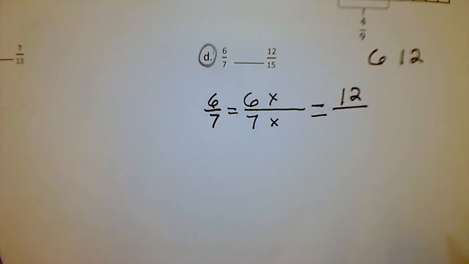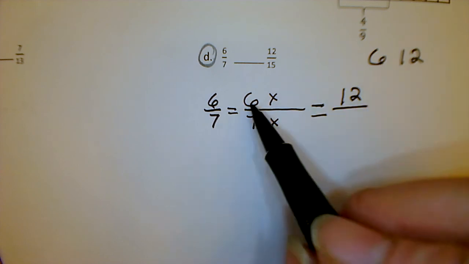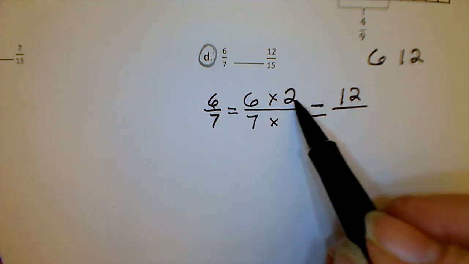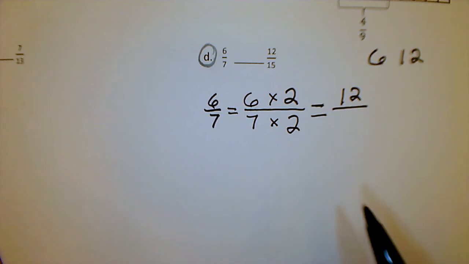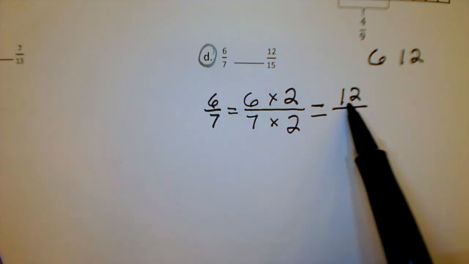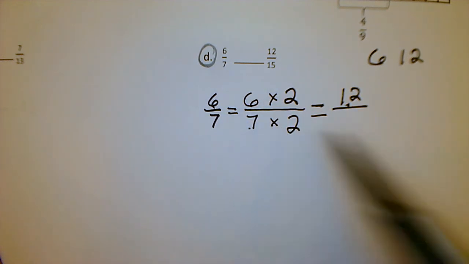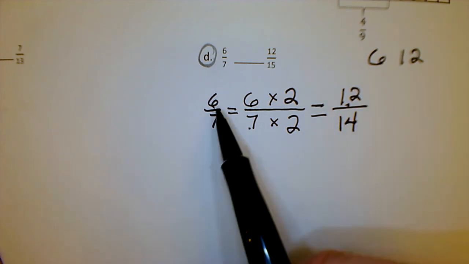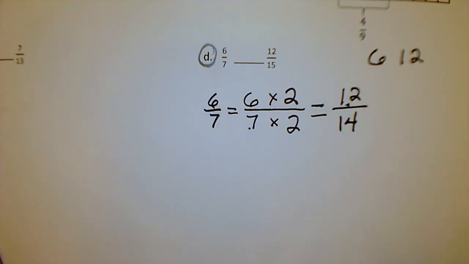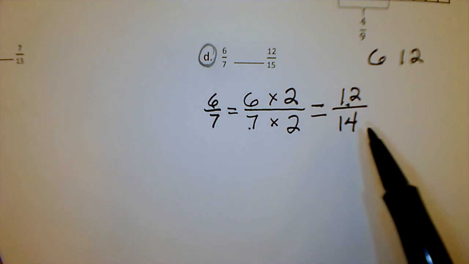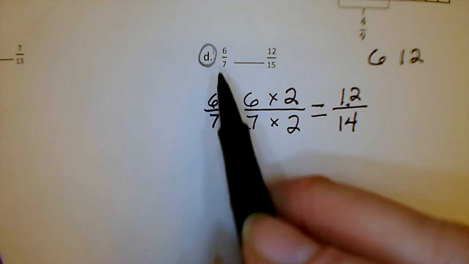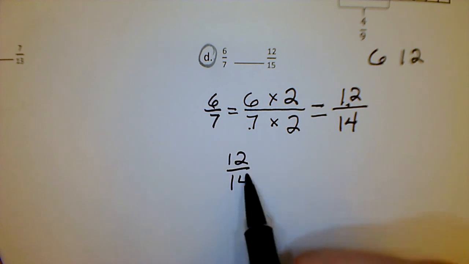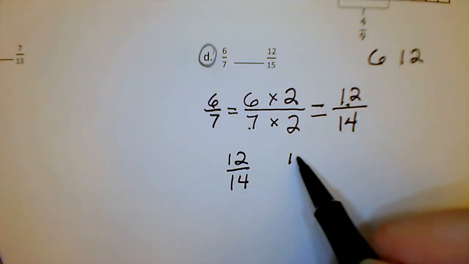So 6 times what gives me 12? Or 12 divided by 6 should give me that number, and that number is 2. So I'm going to have 2 over 2. 6 times 2 is 12. 7 times 2 is 14. So now I know that 6/7 and 12/14 are equivalent fractions. So now I can compare my 6/7, but I can do it as 12/14. And I'm going to bring my 12/15 down here.